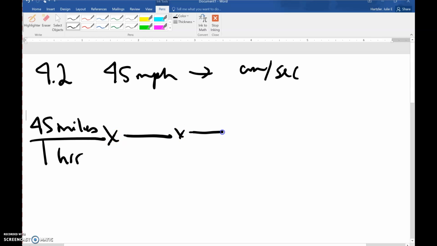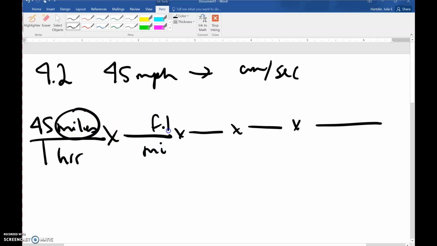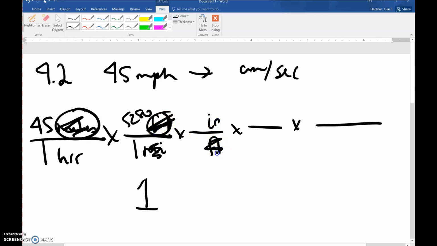And then you just pick one that you want to cancel first, so maybe miles. So miles are on top, so I need miles on bottom. And I know that there's 5,280 feet in 1 mile. And again, this has to be a 1-to-1 ratio. So then I'm in feet. So then from feet, I need to get to inches. So feet and inches. And again, these need to be top to bottom. And I know there's 12 inches in 1 foot. So again, that equals 1.